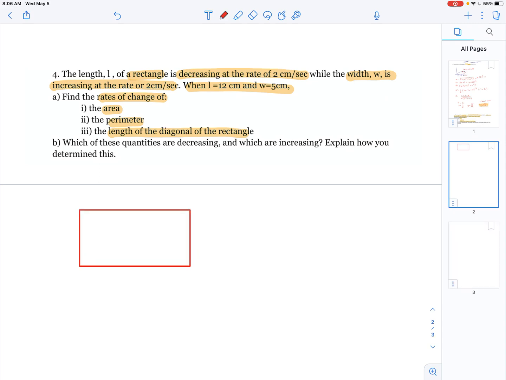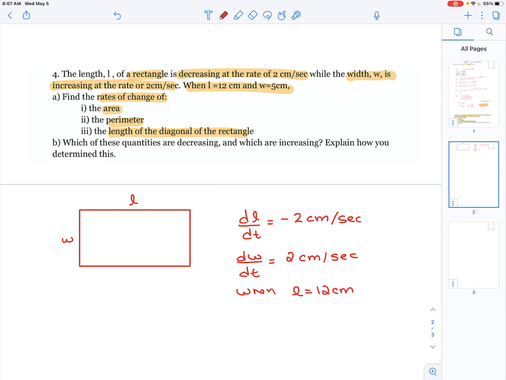Okay, and I'm going to label using length and width, which they told me to do. And then if I know that the length of the rectangle is decreasing at a rate of 2 centimeters per second, that's going to be dL/dt. See how the units are telling me that? Centimeters is length and seconds is time. And it's decreasing, so I'm going to make it negative. And then the width is increasing at a rate of 2 centimeters per second. And the when is when L equals 12 and W equals 5.